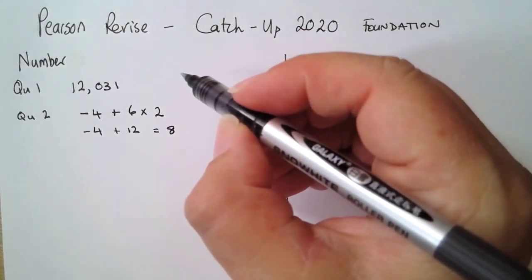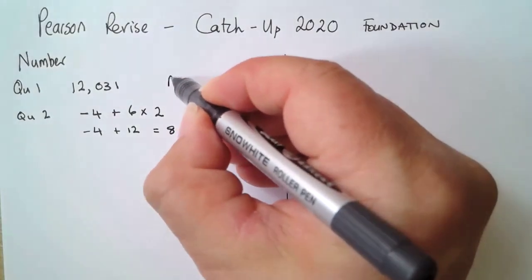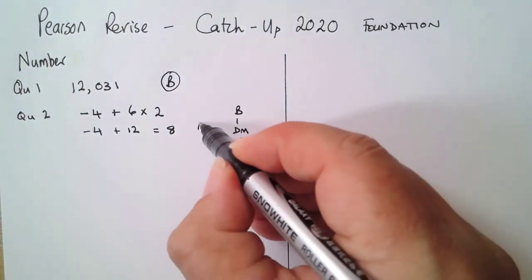This one here, the answer on the sheet, let me just get it right, is B. And this one, the answer is A.